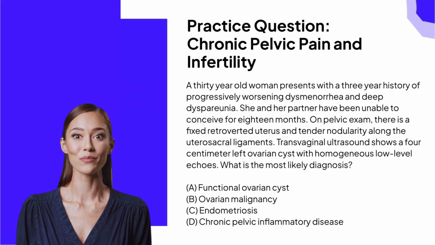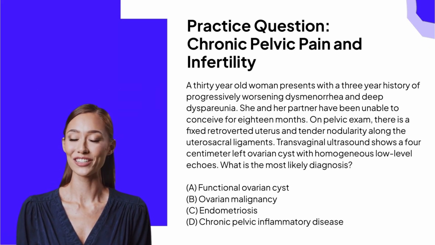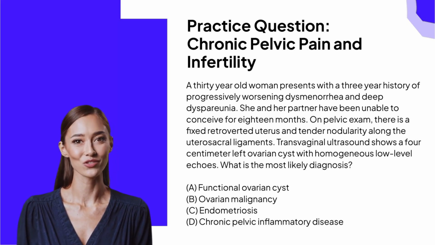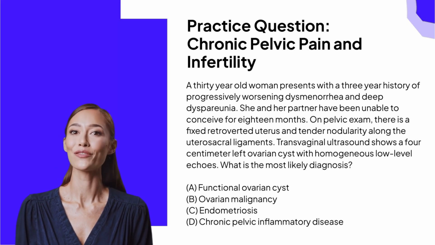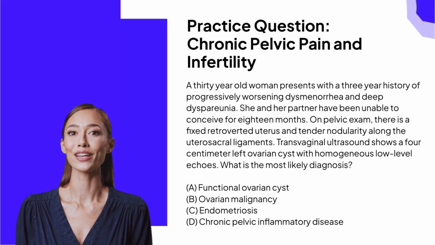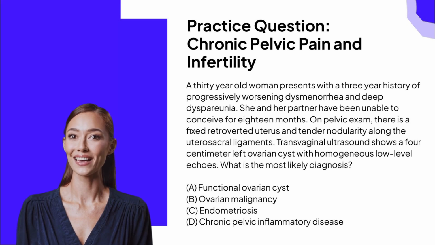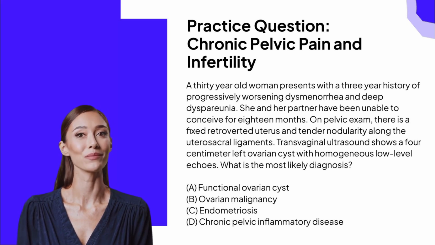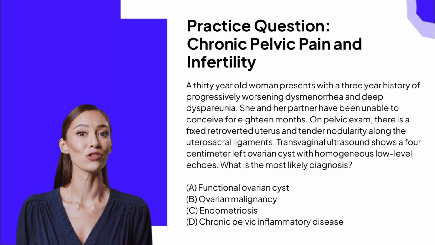A 30-year-old woman presents with a 3-year history of progressively worsening dysmenorrhea and deep dyspareunia. She and her partner have been unable to conceive for 18 months. On pelvic exam, there is a fixed retroverted uterus and tender nodularity along the uterosacral ligaments. Transvaginal ultrasound shows a 4 cm left ovarian cyst with homogeneous low-level echoes. What is the most likely diagnosis? Think through your answer before we review the walkthrough.